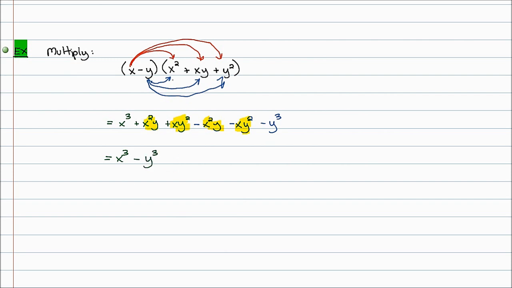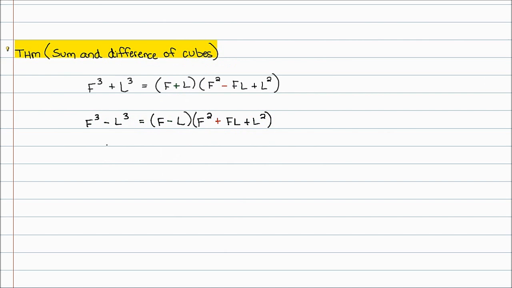And this is a very interesting result, that you have the product of this binomial and this trinomial that compresses down to x cubed minus y cubed. And this brings up a very important theorem. The sum and difference of cubes theorem states the following, that if you have an object being cubed plus another object being cubed, in this case I have an f as the first object and an l as the last object, it will factor actually to the first object plus the last object times the first object squared minus first times last plus last cubed.